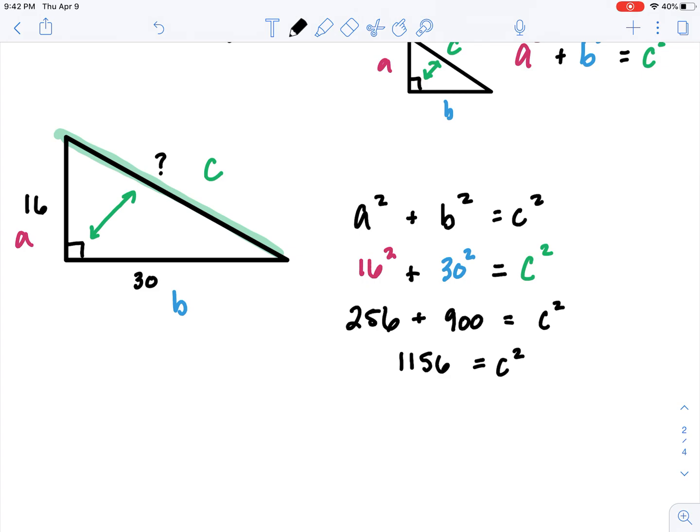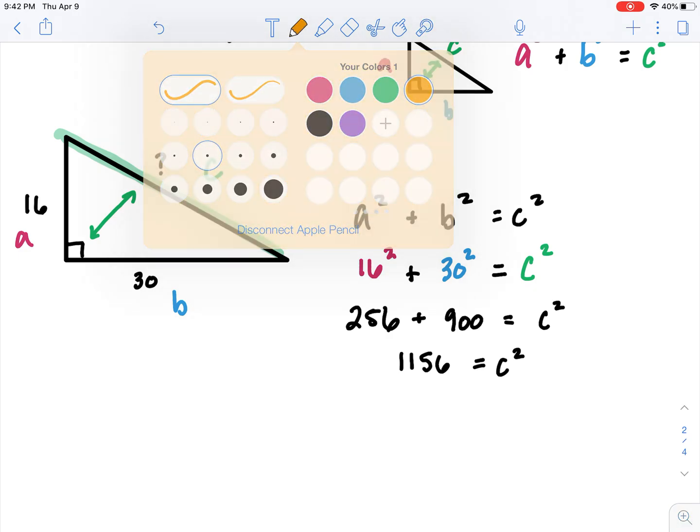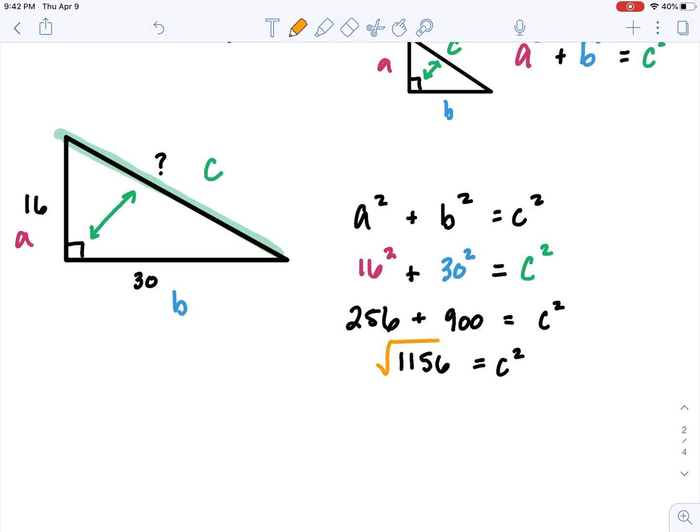Now, think to yourself for a second, how do we get rid of a square? We want to get C by itself. I want to get rid of that square on C, that exponent. So think to yourself for a second, what's the opposite of squaring something? Hopefully we remember that it's the square root. So I'm going to square root both sides. If I square root 1156, I get 34. And if I square root C squared, I just get C. So my missing side is 34.